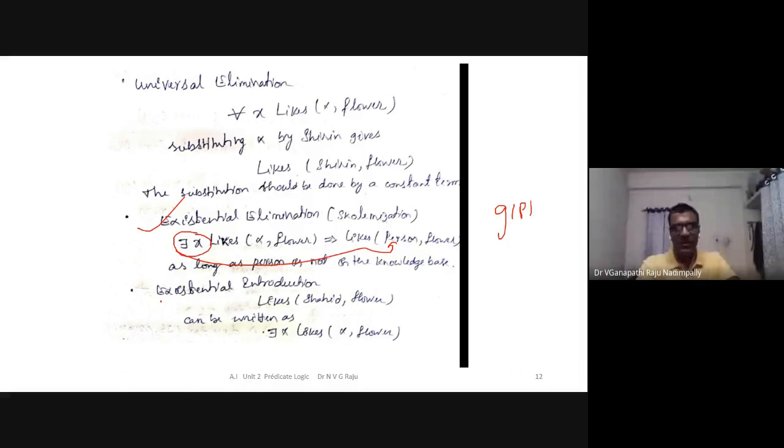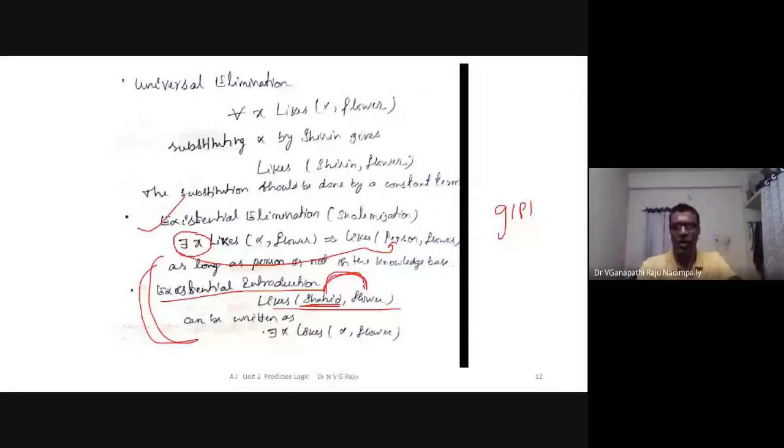Third one is existential introduction. Sometimes if I have a statement like this, it is exactly opposite to this. Now Shahid likes flower. In the knowledge base, they have specified that Shahid is liking the flower. So if I want to do existential introduction, I will introduce there exists x. Yes, that's it. Wherever the name is there, I am replacing it with there exists x. This is called existential introduction.